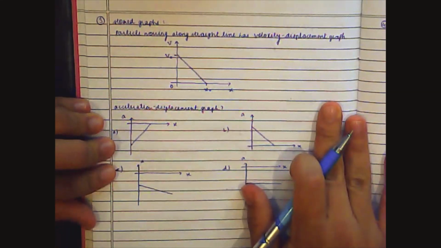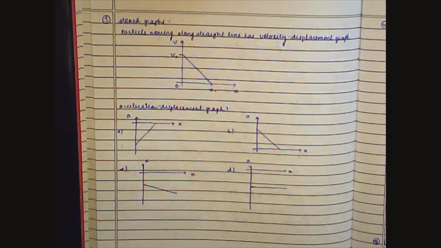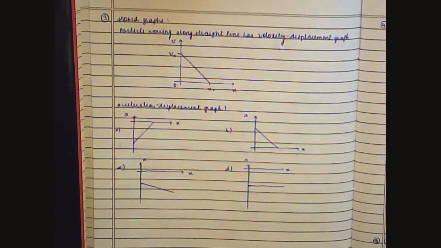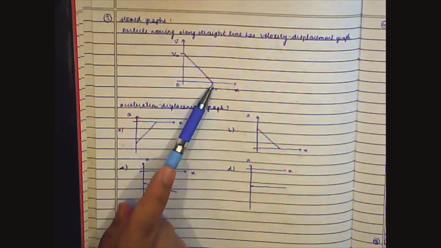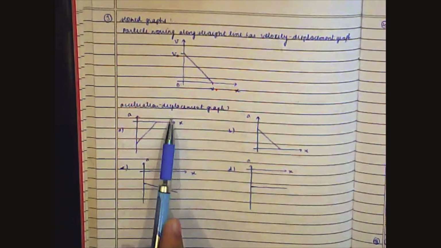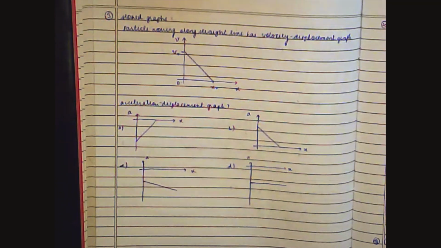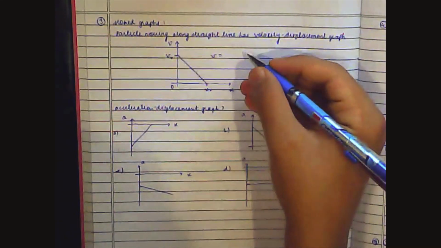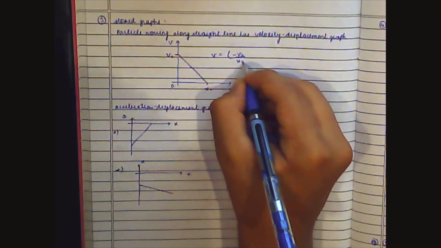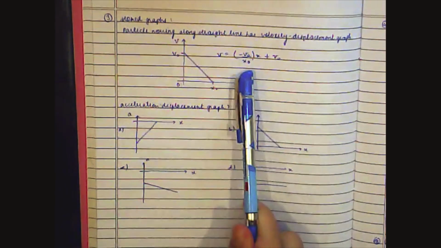Now let's move on to the third question, which I call the stoned graphs. Okay, so particle moving along straight line has a velocity displacement graph as this. Okay, now it goes from a velocity v naught to 0 in displacement x naught. Now what does the acceleration displacement graph look like? That's the question. Okay, now what is the approximate equation of this graph? So this will be v equals, the slope will be minus v naught by x naught into x plus v naught. This will be the equation of this graph, right?